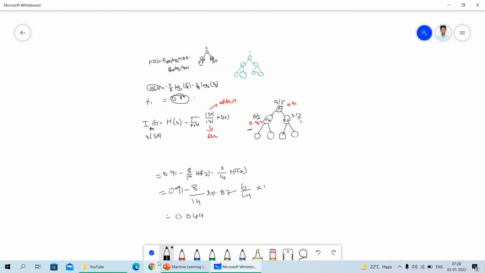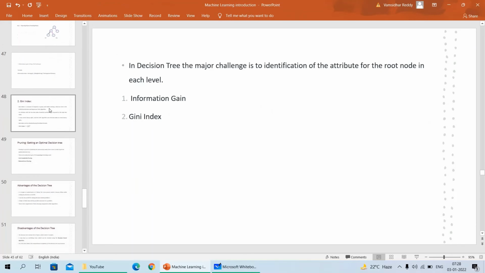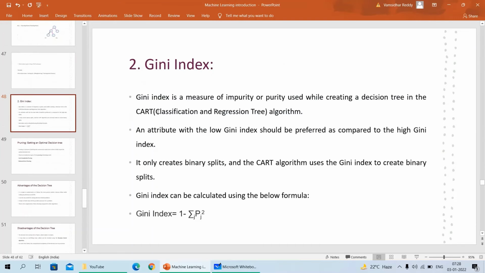Okay. Up to now we have found entropy and information gain. We have another method, the Gini index. How to find the Gini index? Gini index is a measure of impurity or purity used while creating a decision tree in the CART algorithm. Attributes with a low Gini index should be preferred compared to a high Gini index. It also creates binary splits, and the CART algorithm uses the Gini index to create the binary splits.